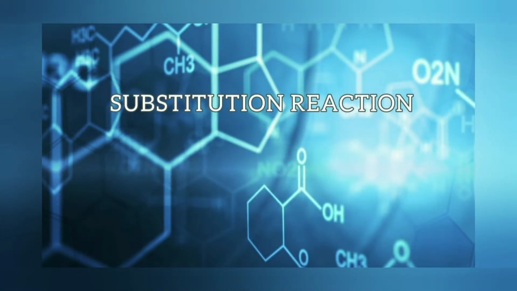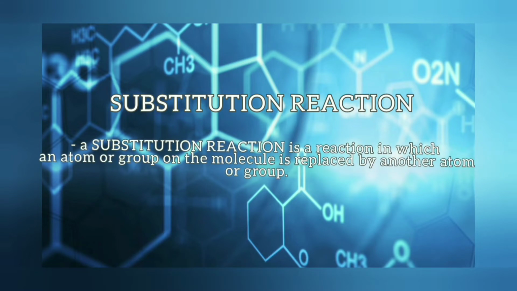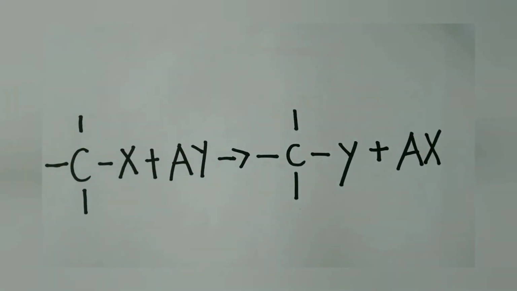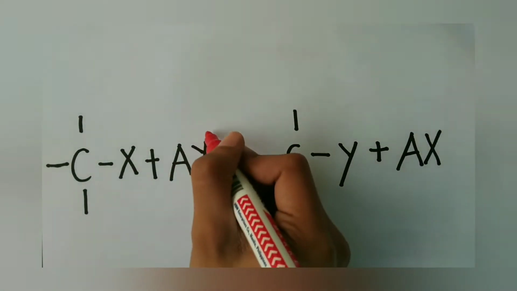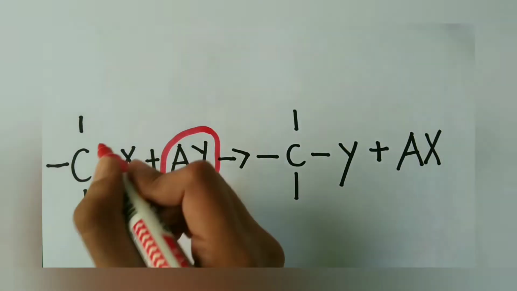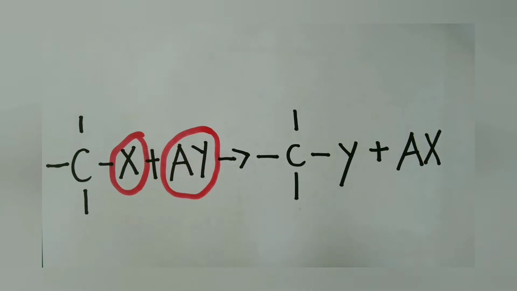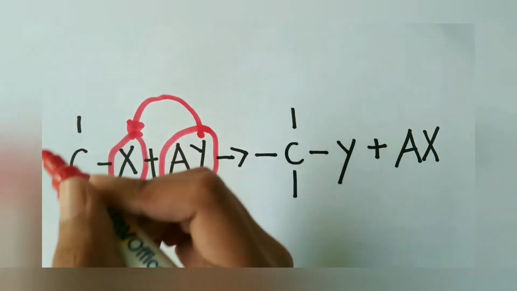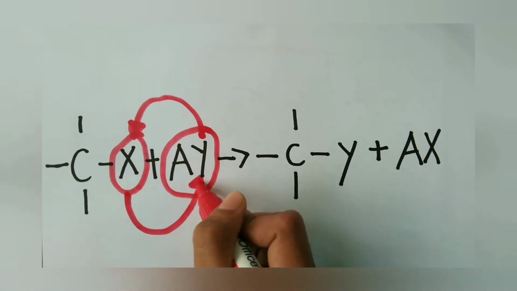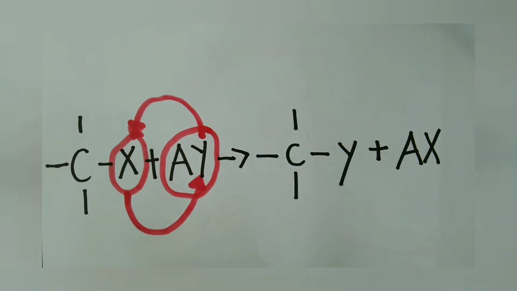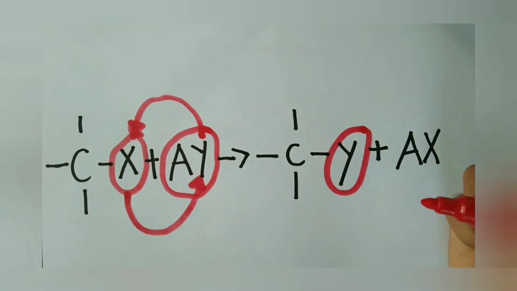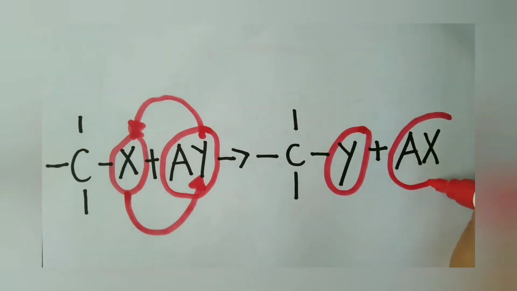Let's go first to substitution reaction. A substitution reaction is a reaction in which an atom or group on the molecule is replaced by another atom or group. So what does this mean? I will give some examples. In this case, I have a molecule AY and a functional group X. The X pushes out the Y and replaces it. So functional group X is now attached to the hydrocarbon and Y is being popped out.